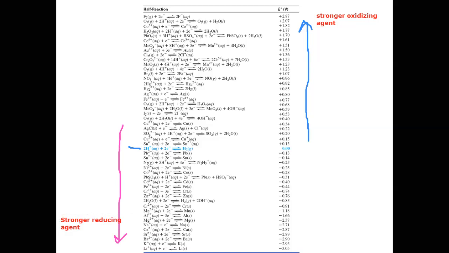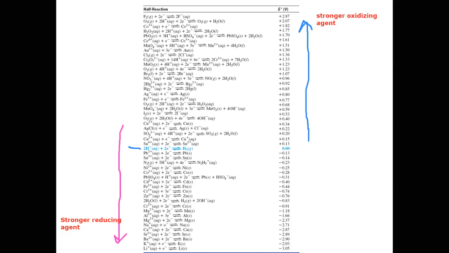So again, the more negative the reduction potential, the stronger the reducing agent, the more likely those species want to be oxidized. The more positive the reduction potential, the stronger the oxidizing agent, so those species would rather be reduced. And so that's how you get the two extremes. So fluorine gas is the strongest oxidizing agent listed in this chart. It has the most positive cell potential. And lithium is the strongest reducing agent.